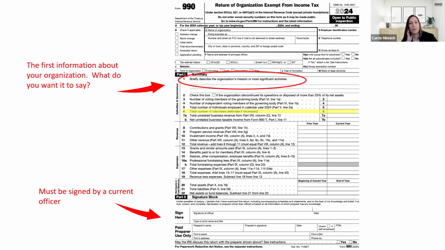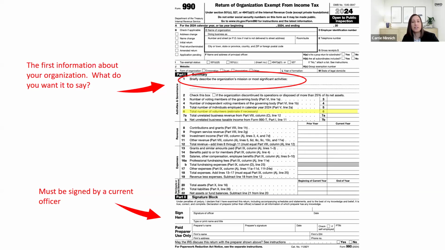Another item on page 1 I want to point out is number 6, where it asks the total number of volunteers during the year. This is a question that I see answered incorrectly a lot of times. Sometimes people will put 0, or sometimes people will not put the correct number there. What the IRS is looking for is the total number of volunteers that your organization had during the year. So this should include your board members if they're not paid. This number should actually equal the number of your board members during the year, for volunteers.